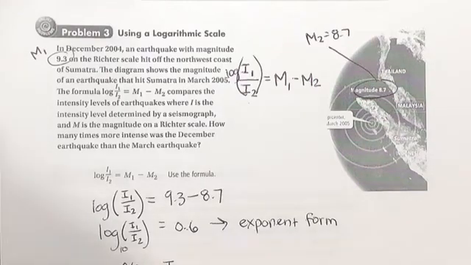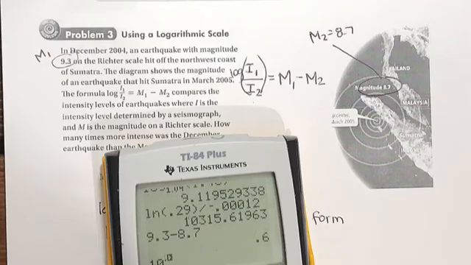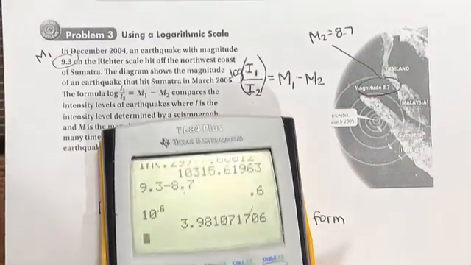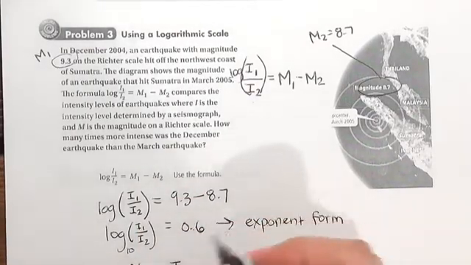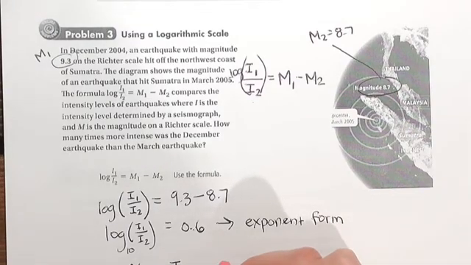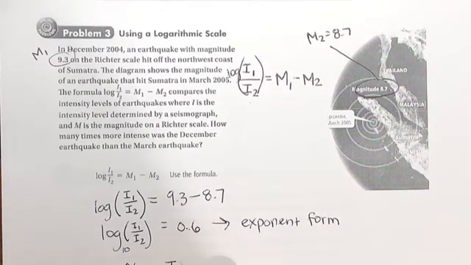So if I put this in my calculator, 10 to the power of 0.6, we get 3.98. So what this is saying is that the two intensities, since they're being divided, I could think of isolating the I1 by multiplying by I2 on each side. And you're saying that intensity 1, the first earthquake, was 3.98 times as strong as the second earthquake.